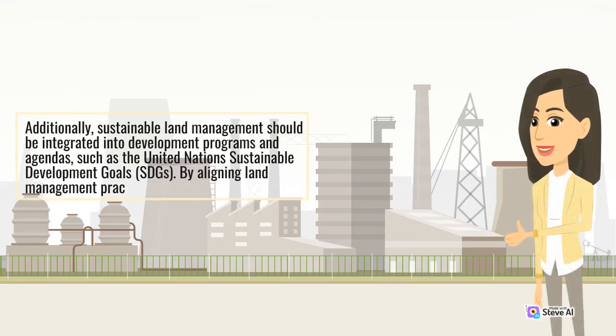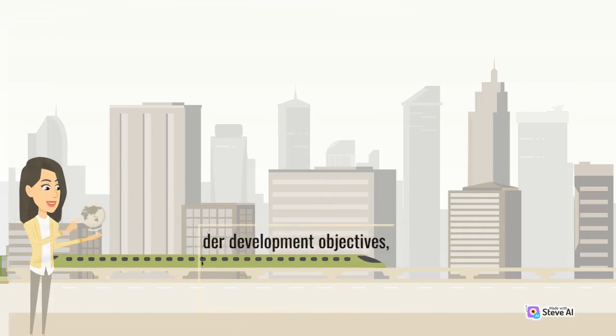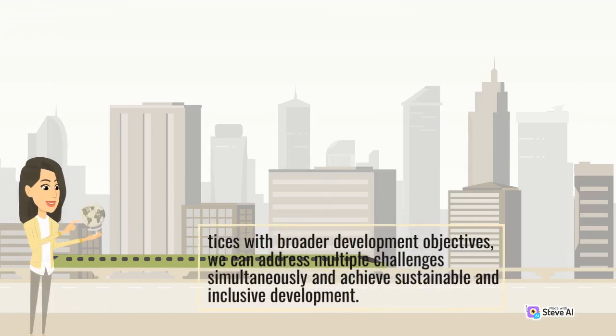Additionally, sustainable land management should be integrated into development programs and agendas, such as the United Nations Sustainable Development Goals, SDGs. By aligning land management practices with broader development objectives, we can address multiple challenges simultaneously and achieve sustainable and inclusive development.